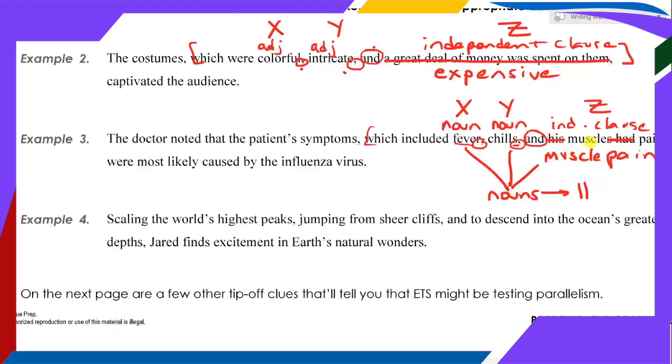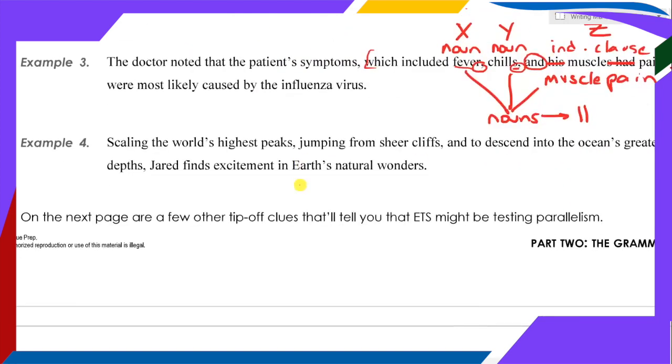We just need to parallelize the nouns. We don't need to parallelize the number in this case. The number is fine going from singular to plural to singular. That's perfectly acceptable as long as they're all nouns. Example 4: scaling the world's highest peaks, comma, jumping from sheer cliffs, comma, and to descend into the ocean's greatest depths, Jared finds excitement in Earth's natural wonders. Jared sounds like a nut to me, but to each his own, whatever.